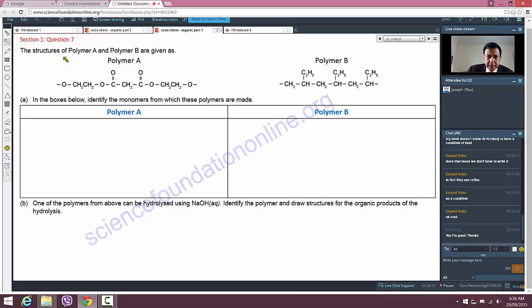Now, the next question here. The structure of polymer A and polymer B are given in this way. This is about polymerization. In the boxes below, identify the monomers from which these polymers are made.